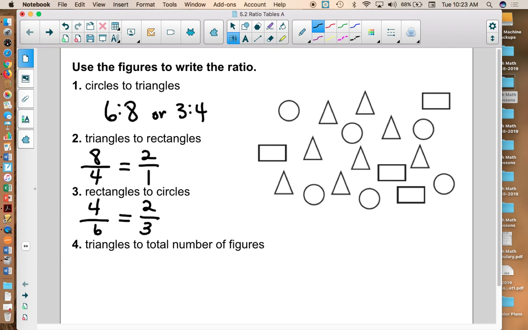Good. Triangles to total number of figures. Mr. Chance. 8 to 18. Can I write it like that if I want to? It's another way of writing ratios. Now, can that be written differently to simplify that out? Mr. Tyler. 4 to 9. Tyler says I can simplify that to 4 to 9.